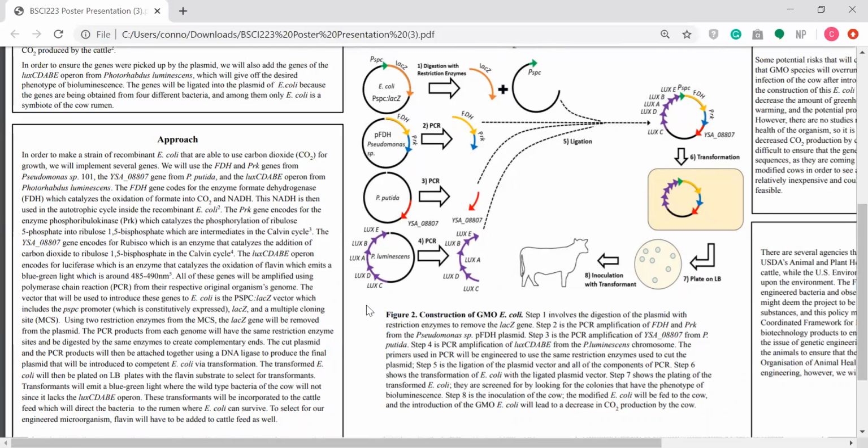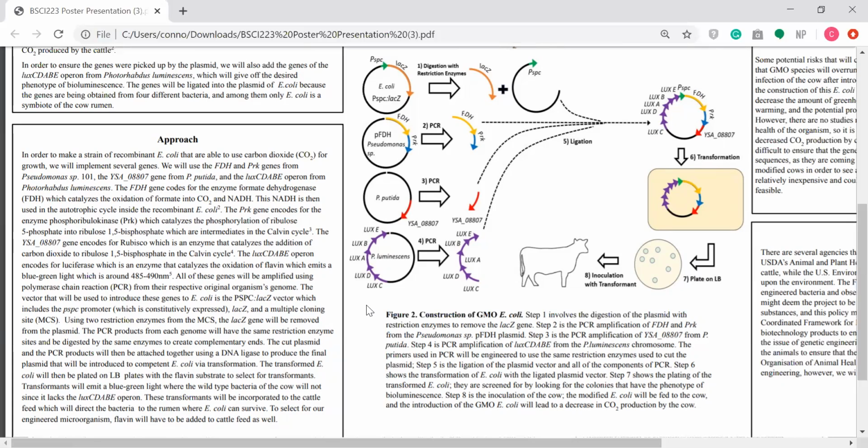The last gene is the LuxCDABE operon from the P. luminescens organism. This operon codes for luciferase, which in the presence of its substrate flavin emits a blue-green light when active. This light emission allows for us to select recombinant bacteria without the use of antibiotics.